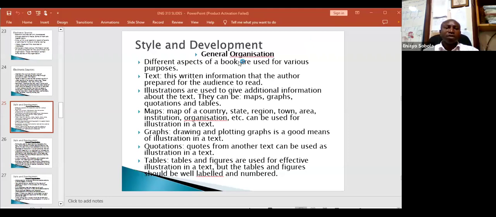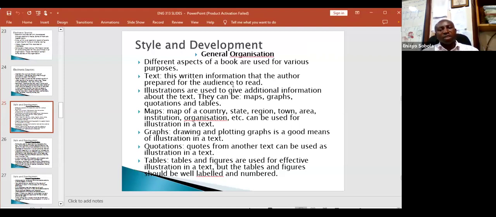The course. So today, let's briefly look at style and development. Because each book has its own peculiarity, and books generally have a specific style of constructing and making them, both the physical aspects and the content aspect of the book.